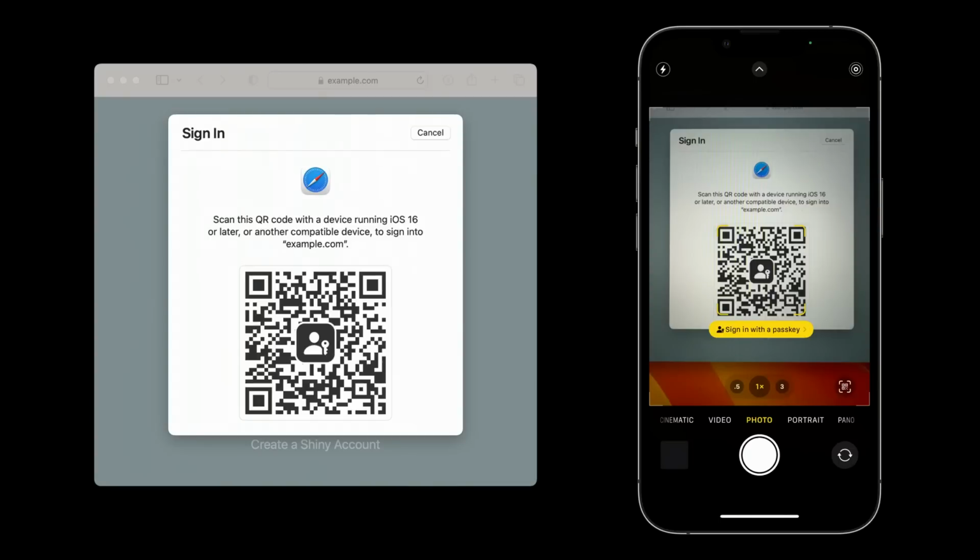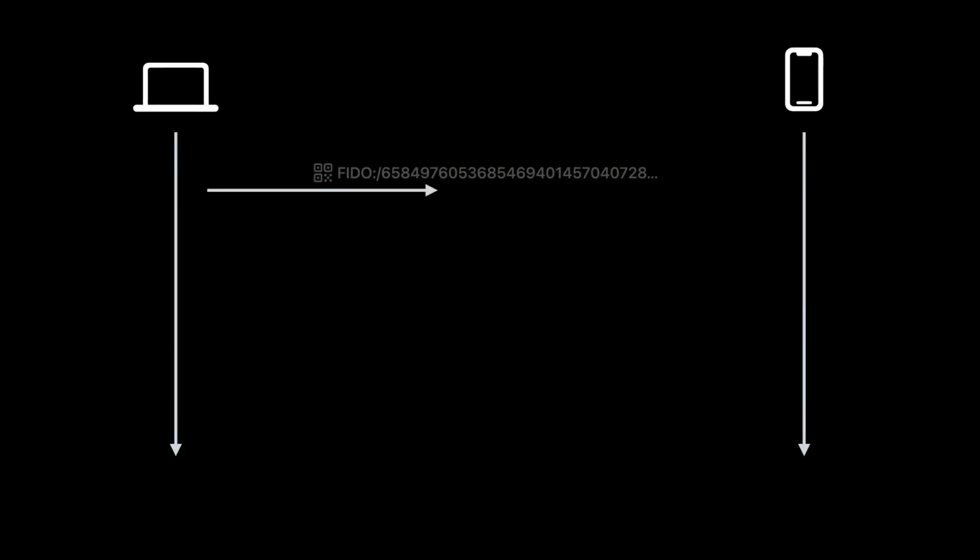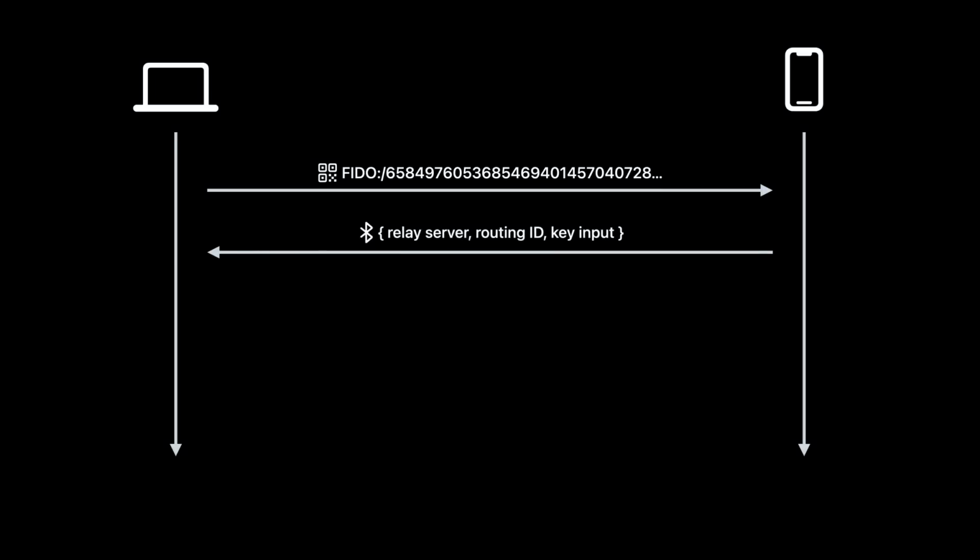Here's how that works. There are two devices here. The client, which is the device or web browser where I'm signing in, and the authenticator, which is the device which has my passkey. First, the client shows a QR code, which the authenticator scans. This QR code contains a URL that encodes a pair of single-use encryption keys. Then, the authenticator produces a Bluetooth advertisement containing routing information for a network relay server.